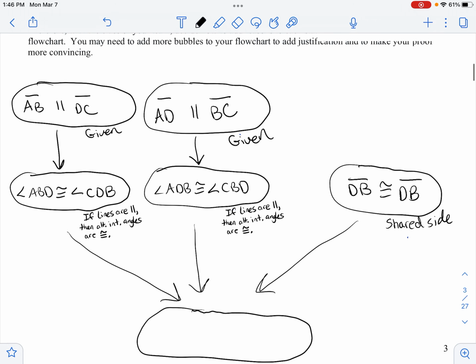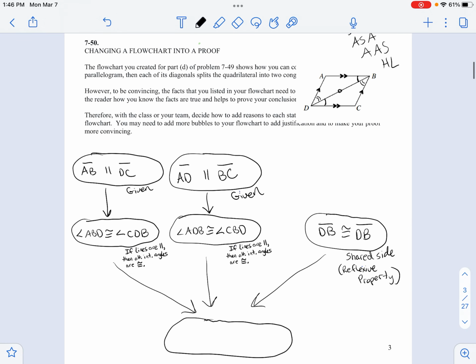What you could also say is the reflexive property. If we're getting into technical terms, the technical term for shared side is reflexive property. You don't have to put both of these. You can just say shared side on the quiz or the test, and that would be fine. But I do want to introduce you to the reflexive property. That basically means the same thing. It's a shared side, so it should be congruent to itself.